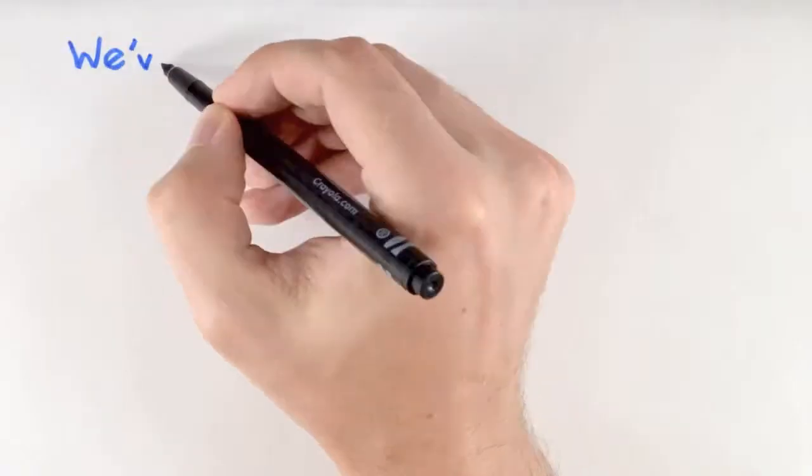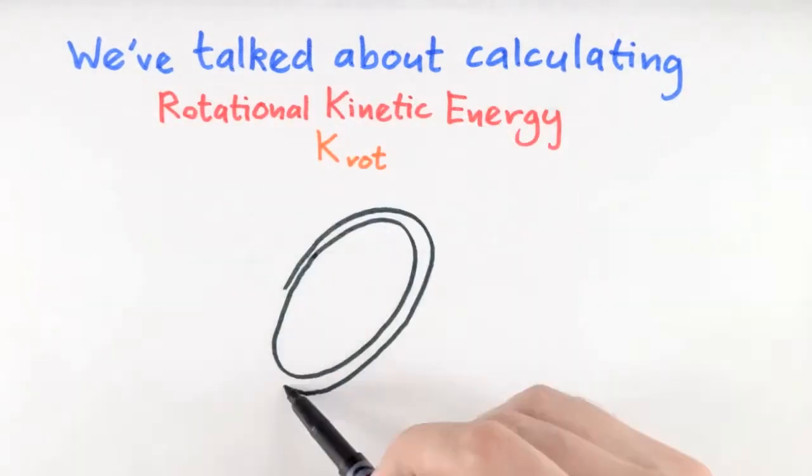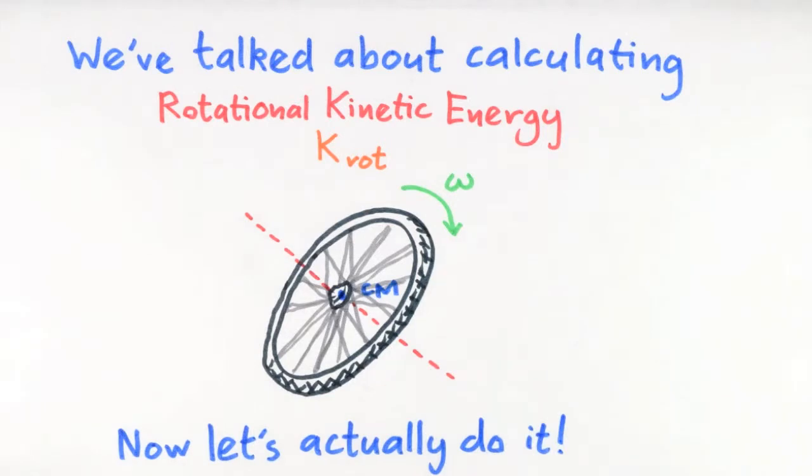In a prior lecture, we began discussing in detail how to calculate the rotational kinetic energy for a rigid system that is rotating about an axis passing through the system's center of mass. In this lecture, we're going to complete that discussion by working two examples that involve rotational kinetic energy.